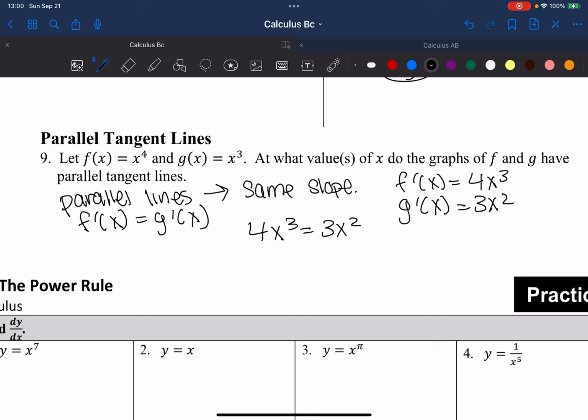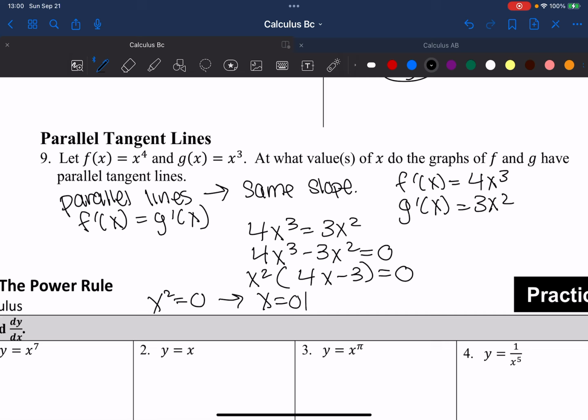We would first have to get all the x's to one side. So this is 4x cubed minus 3x squared equals 0. I could then take out an x squared, and so I'm left with x squared times 4x minus 3 equals 0. I set each of them equal to 0, so x squared equals 0 implies that x is equal to 0, so that's one value. And 4x minus 3 equals 0 implies that x is equal to 3/4. So those would be my two values for which the graphs of f and g have parallel tangent lines.